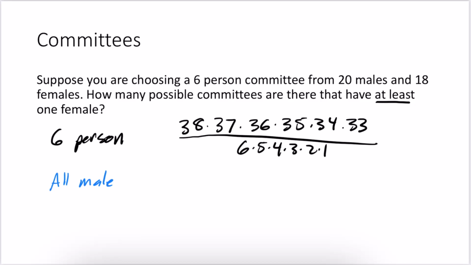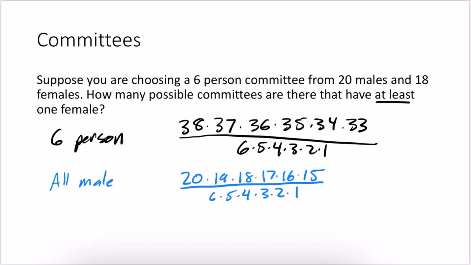Then I'm going to say, okay, how many all-male committees are there? Well, if I can only choose males, that would be 20 options for my first person, then 19 options for my second, 18, 17, 16, and 15. And again, the order doesn't matter because it would still be the same committee regardless of which order you chose them in. So I'll divide by the number of duplicates. And that would be the number of all-male committees.